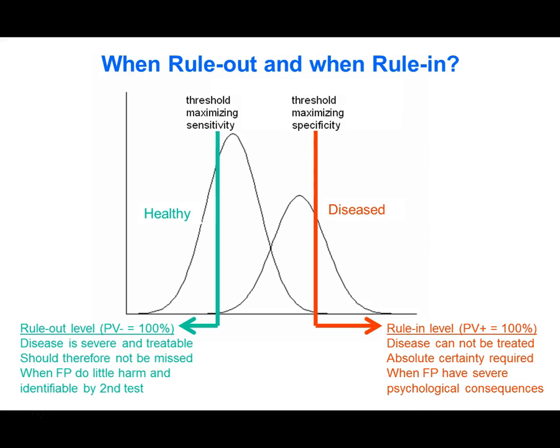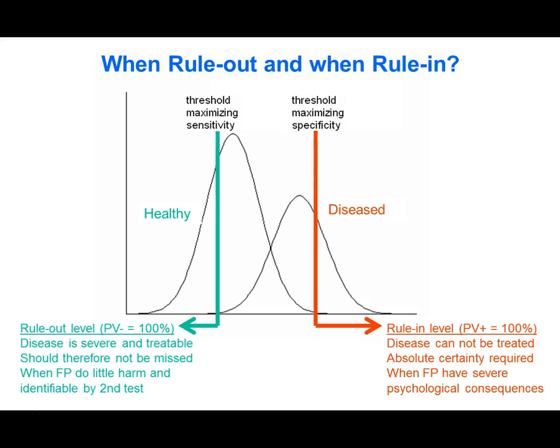When do we apply rule out or rule in levels? The rule out level is applied when the disease is severe and treatable. It should therefore not be missed, and when false positives do little harm and the disease is identifiable with a second test. If you have a negative test, you are certainly healthy.